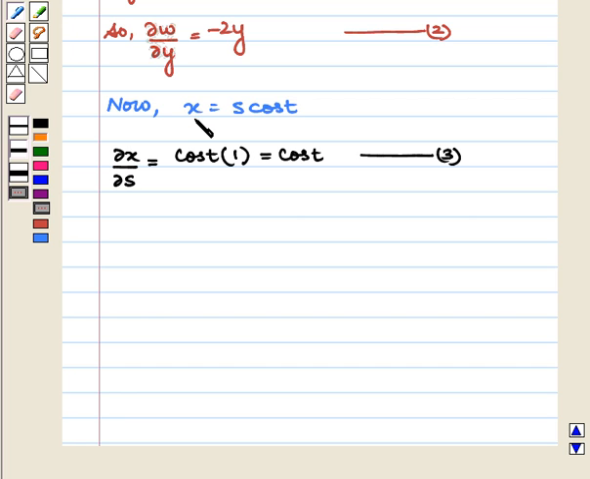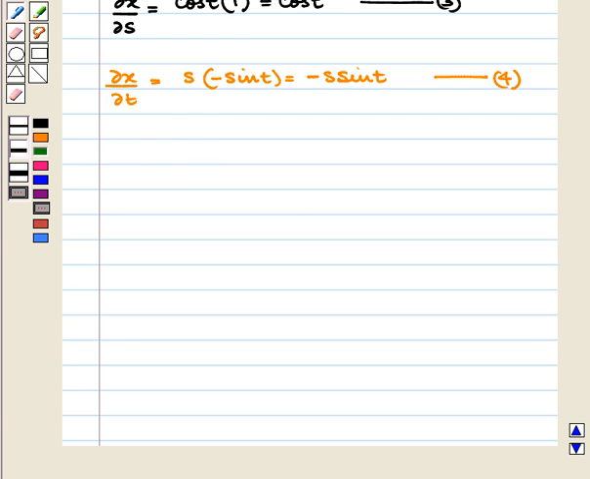Again differentiating partially x equal to s cos t with respect to t, treating s as constant, we get del x by del t equal to s into minus sin t, which is equal to minus s sin t.